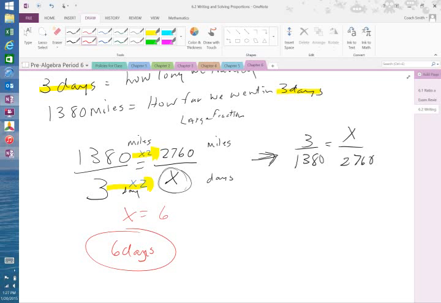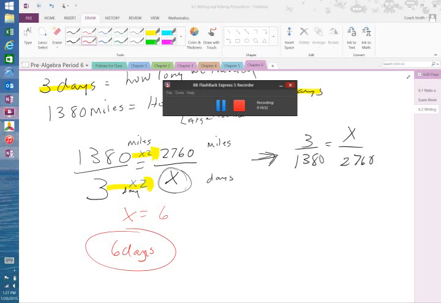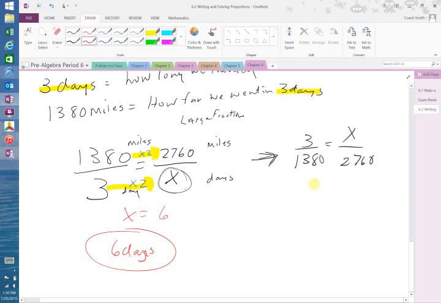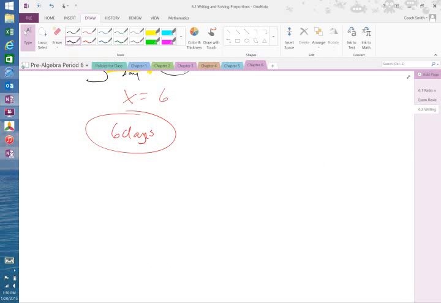All right, I want you to try number 25 on your own. Do 25. I'm going to give you 2 minutes to do it. Who's got an answer for 25? Gracie. 15. Yes, 15 erasers. That is correct.